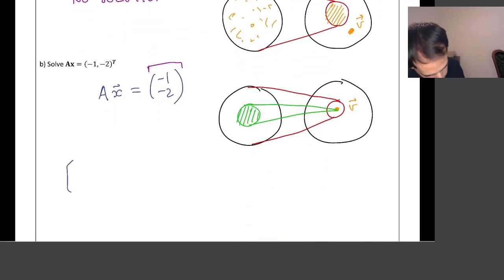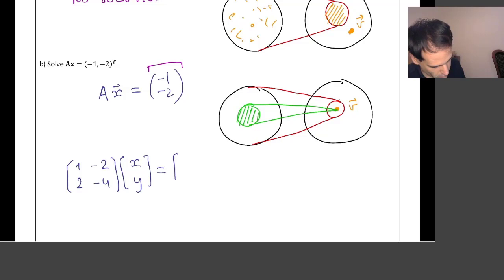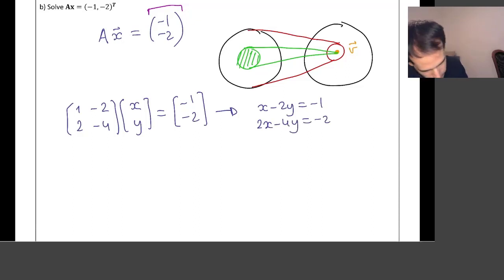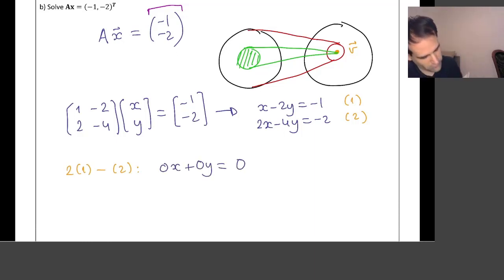So matrix A times vector x, which is (x, y), equals (-1, -2). So this is a linear system of equations: x minus 2y equals -1, and 2x minus 4y equals -2. This is equation 1, this is equation 2. Then we do twice equation 1 minus equation 2, and we get that 0x plus 0y equals 0. So this time we get 0 equals 0.